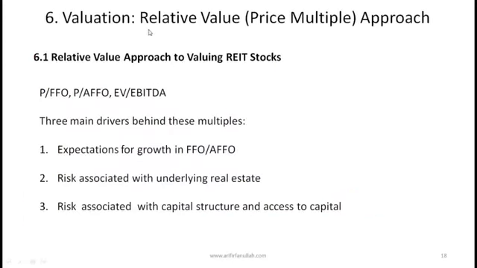In section 6 we talk about the relative value or the price multiple approach. Now there are three multiples that are talked about in this section: P over FFO, which is the price to funds from operations, and then price to adjusted funds from operations, and finally enterprise value to EBITDA. Enterprise value to EBITDA is not used very often, and the curriculum doesn't spend much time on it. It is also not mentioned in the learning objectives, so I will not talk about this. Instead, we will focus on these two.